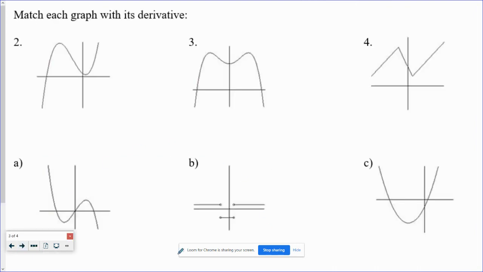The next thing we're going to look at is some matching. Okay, so take a look here. Match each graph with its derivative. So 2, 3, and 4 are the original functions, and a, b, and c are the derivatives. So we want to match those up. So let's take a look at number 2. Number 2 starts off increasing. Notice that we increase until around here. So that means our first derivative should be positive.